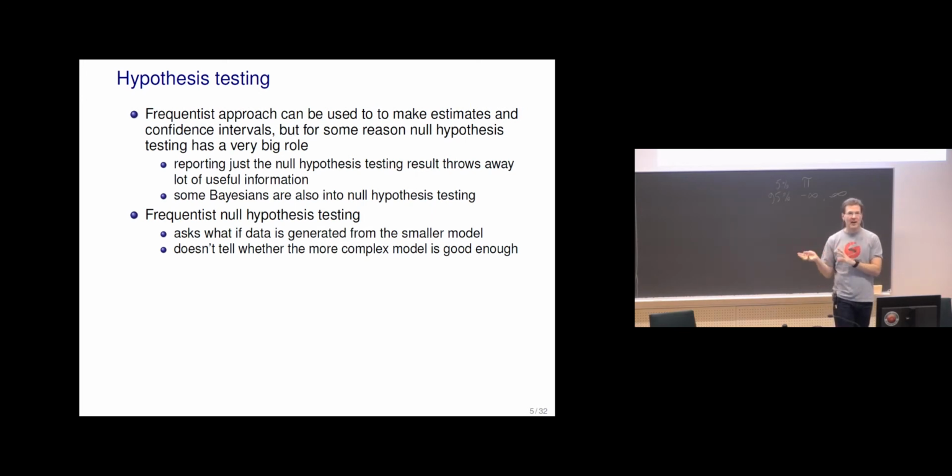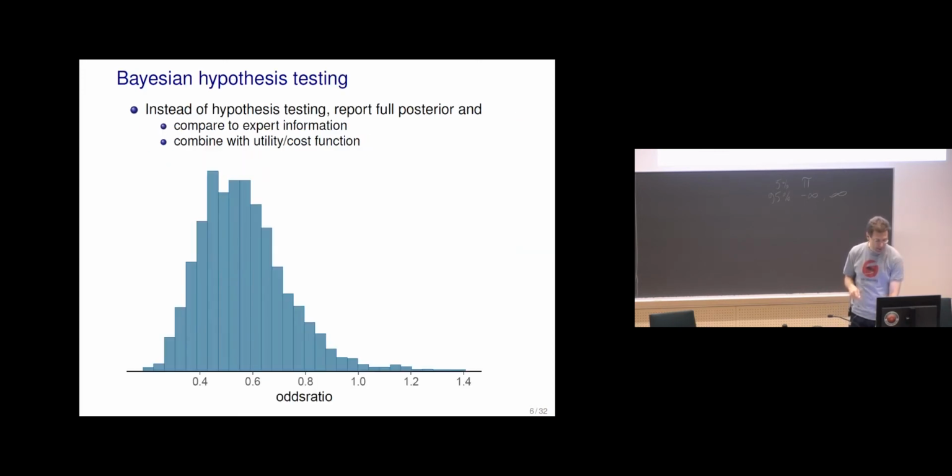The problem is that it's too often interpreted that if we reject some model, then the alternative would be a somehow sensible model. So it doesn't tell whether the more complex model is actually good enough.